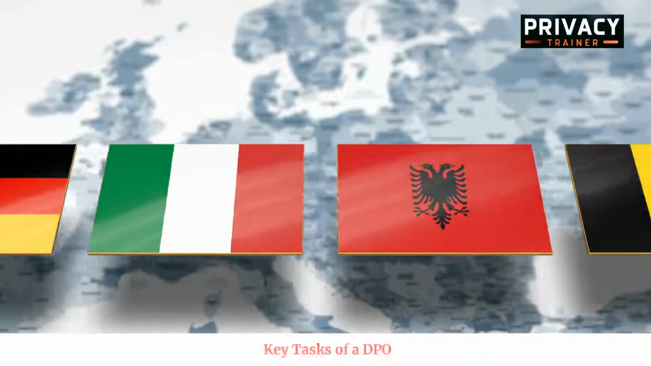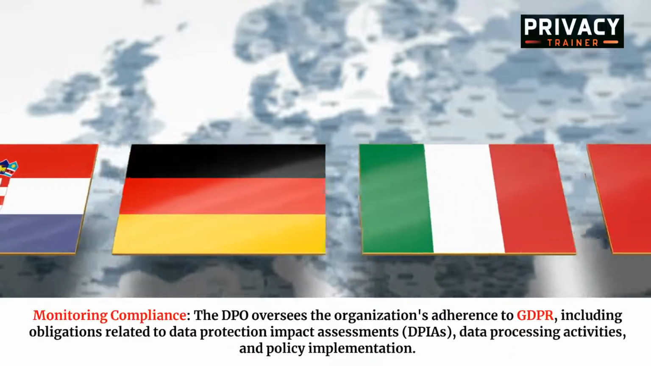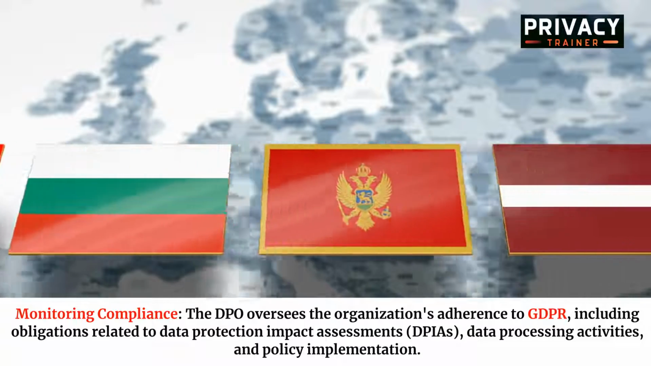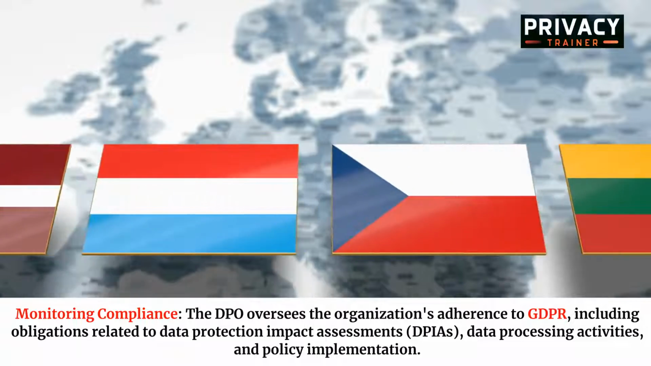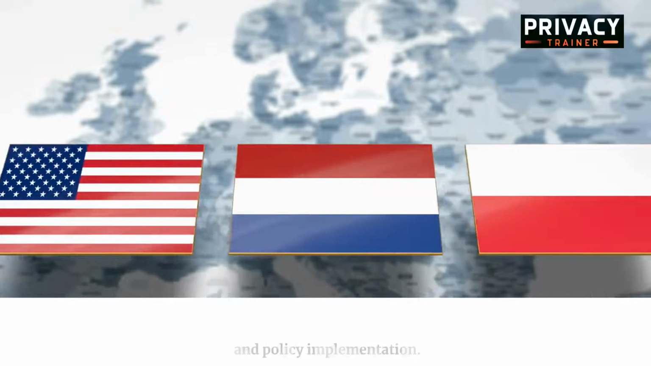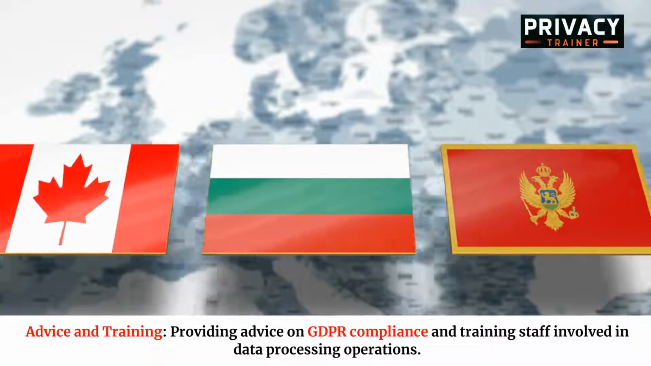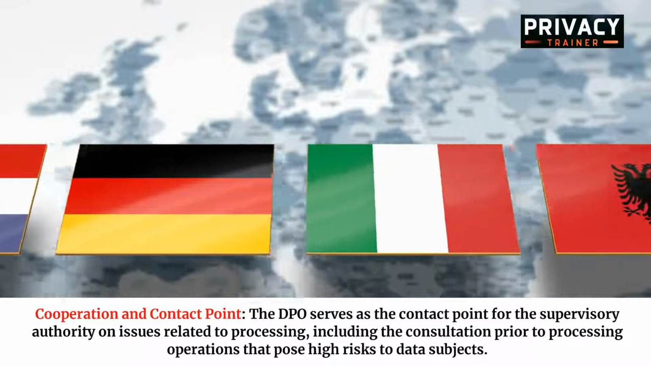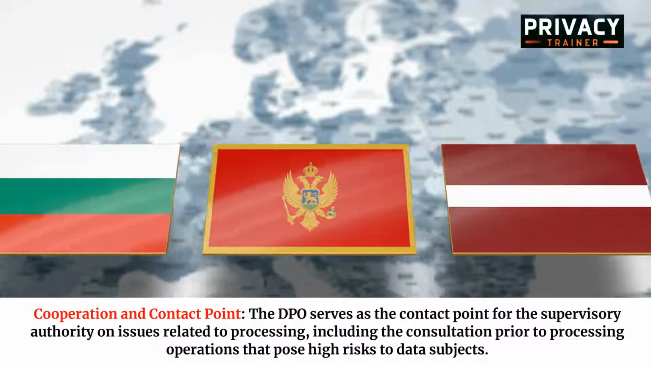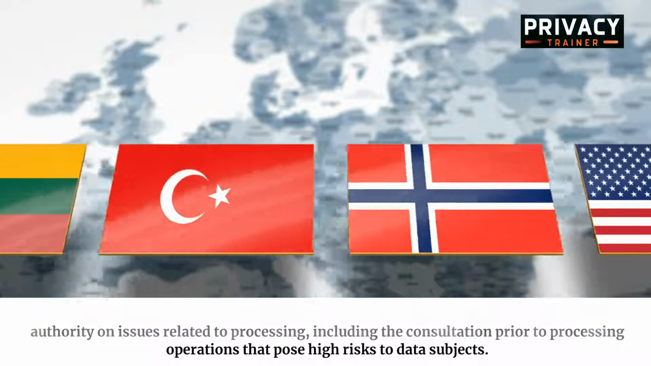Key tasks of a DPO. The GDPR outlines specific tasks for the DPO, including monitoring compliance. The DPO oversees the organization's adherence to GDPR, including obligations related to data protection impact assessments, DPIAs, data processing activities, and policy implementation. Advice and training. Providing advice on GDPR compliance and training staff involved in data processing operations. Cooperation and contact point. The DPO serves as the contact point for the supervisory authority on issues related to processing, including the consultation prior to processing operations that pose high risks to data subjects.